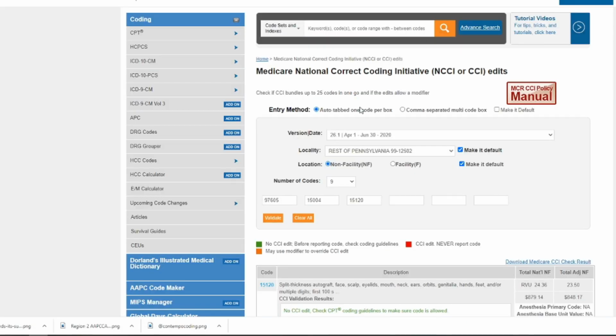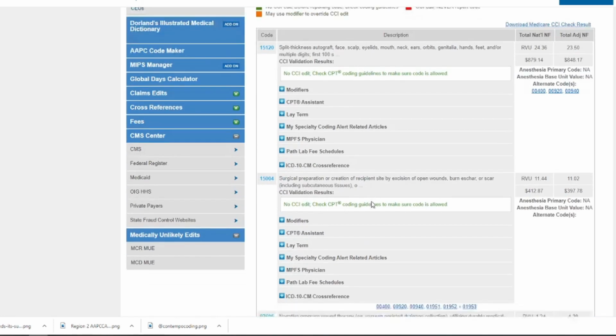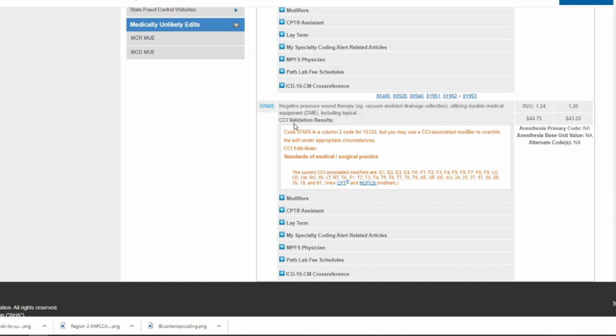When we plug these into a CCI edit checker, so there's our wound vac, our surgical prep, and our split thickness skin graft, it actually tells us there that that wound vac, that 97605, is a column 2 code. It's included in that graft. This is in a separate site. It is in a separate area. It is in a separate encounter. There's nothing that was separated.